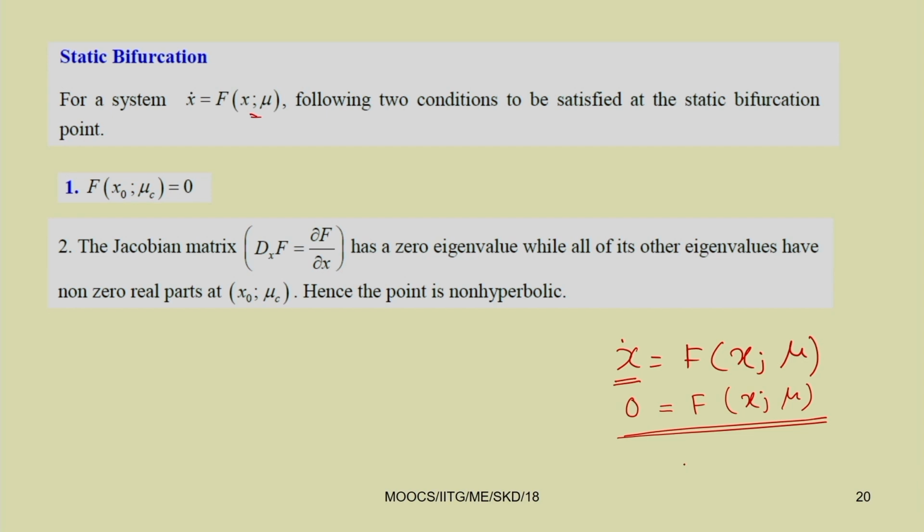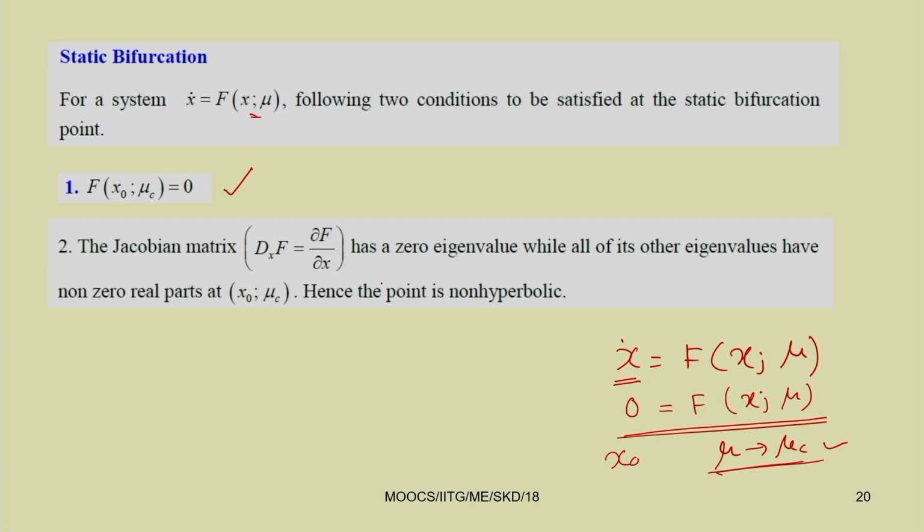To have a bifurcation point, let mu equal mu c, the critical value, be where there is a bifurcation point. To find this bifurcation point, the first condition is: let x0 be the corresponding value, then f(x0, mu c) must be equal to 0. The second condition is that the Jacobian matrix, dxf, that is del f by del x, has a 0 eigenvalue while all other eigenvalues have non-zero real parts at x0, mu c.